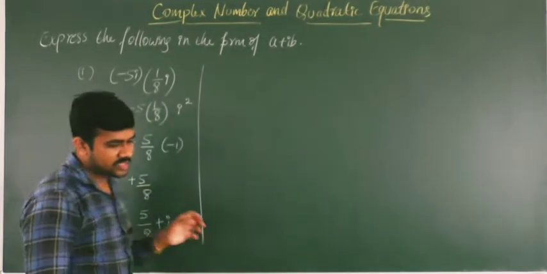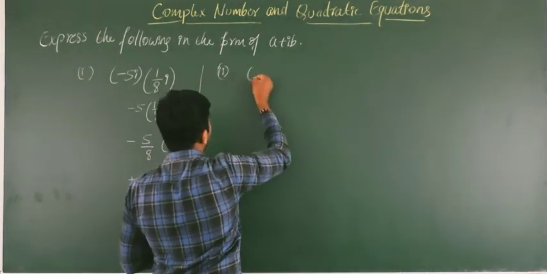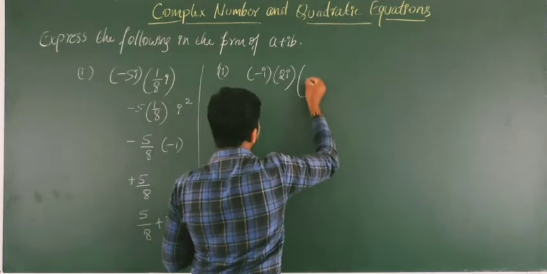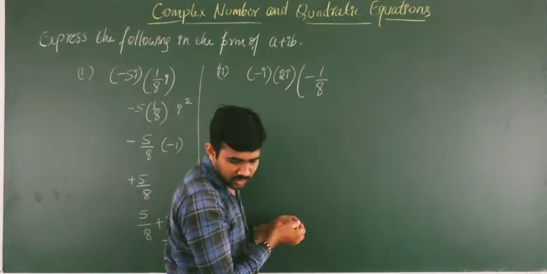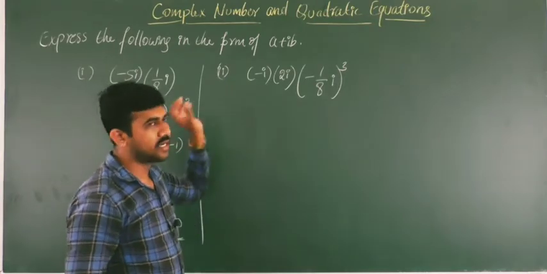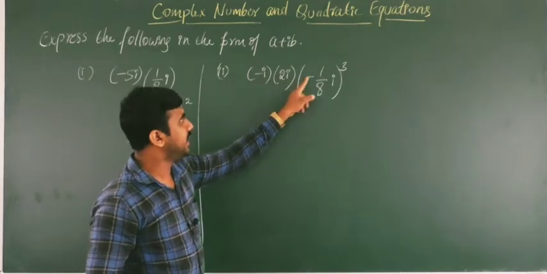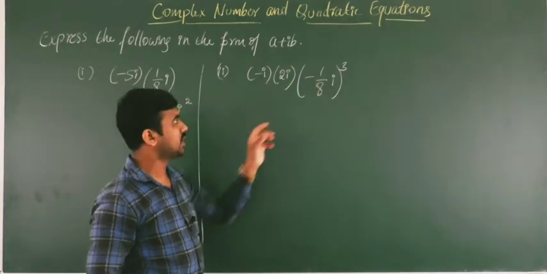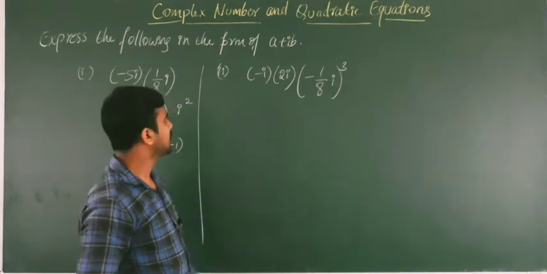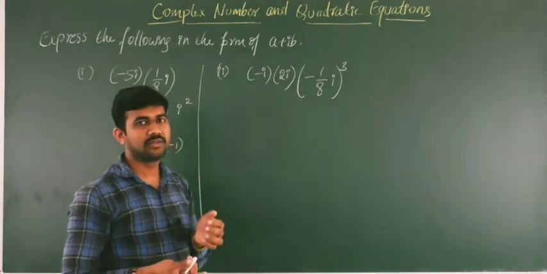Okay, so now the second question is minus i into 2i into minus 1 by 8 into i, whole to the power 3. Again you have three complex numbers here: minus i, 2i and minus 1 by 8 into i. Here minus 1 by 8 into i whole cube we have, where i is in the numerator. Now you can multiply the first two terms and then multiply with the other term.